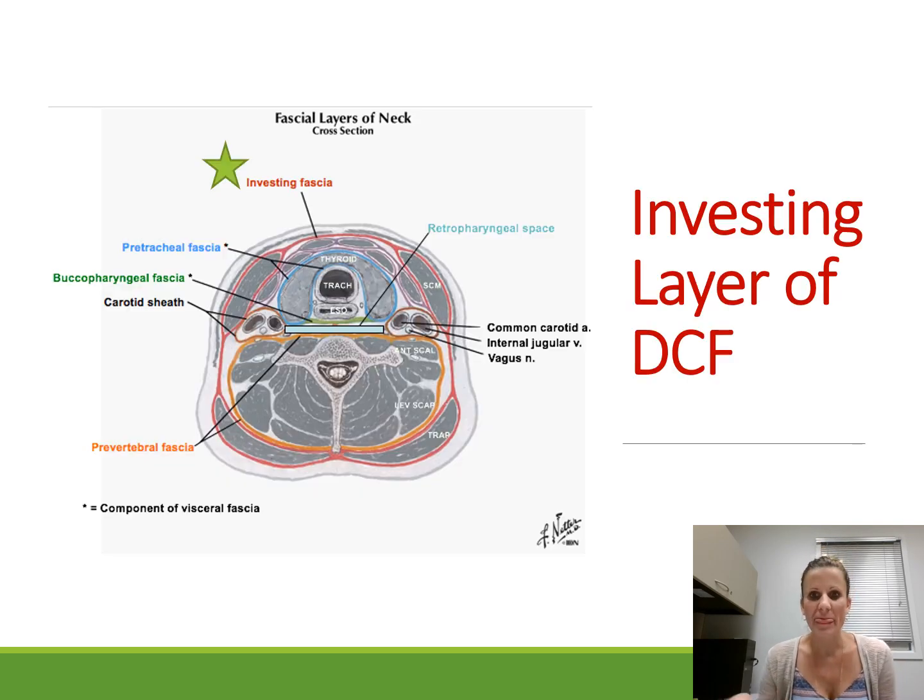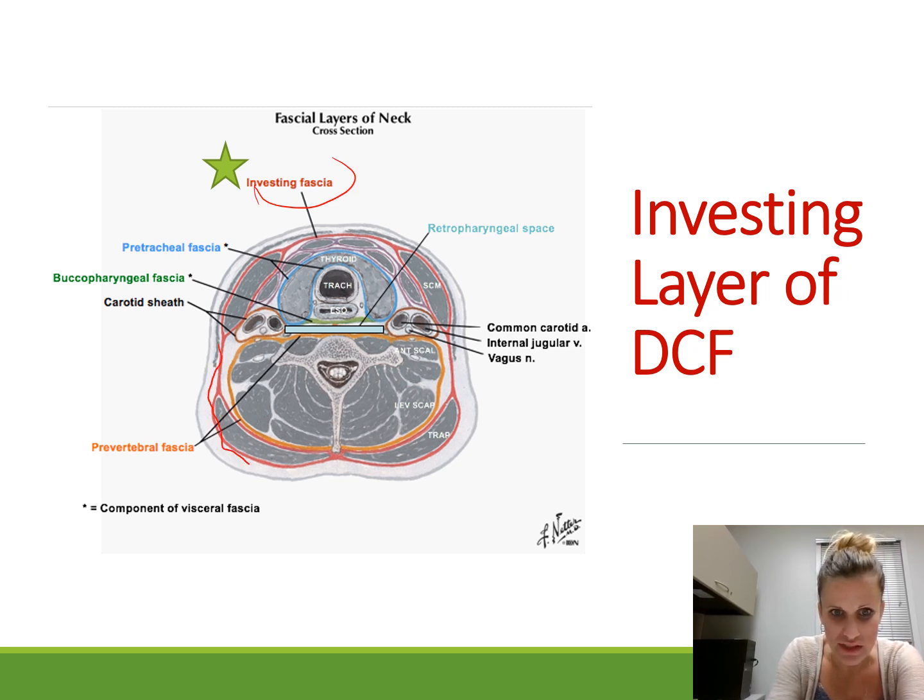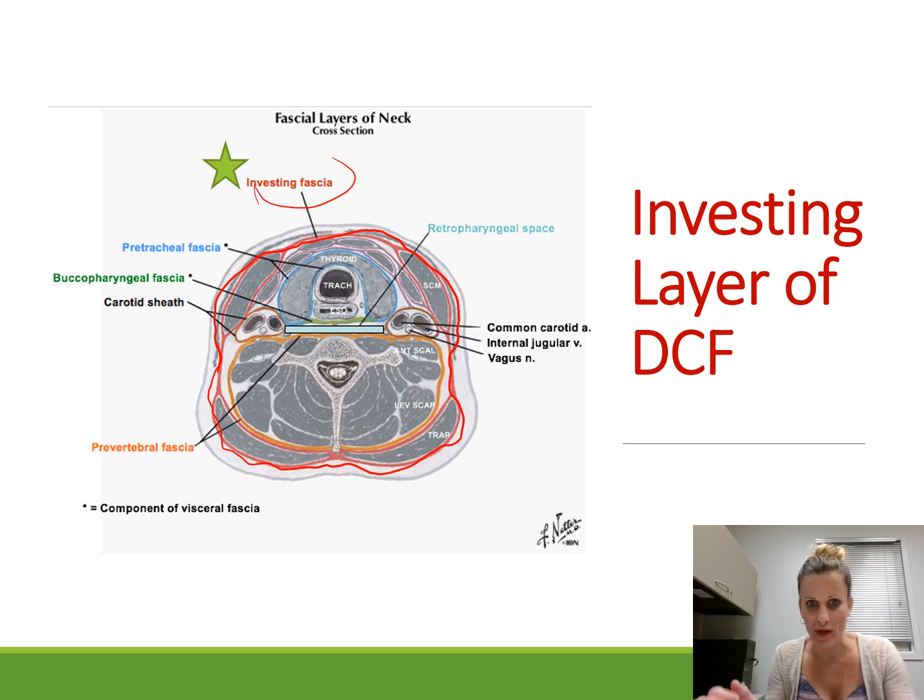Here you can see the investing layer of the DCF. It's shown here in red. So notice that, again, it's continuous. It encloses or wraps around the entire neck. And then you can notice how it splits and then comes back together to enclose the four muscles, two in the front and two in the back. And these are the pre-superficial muscles. They're not as superficial as the platysma, but they're the next muscles in.